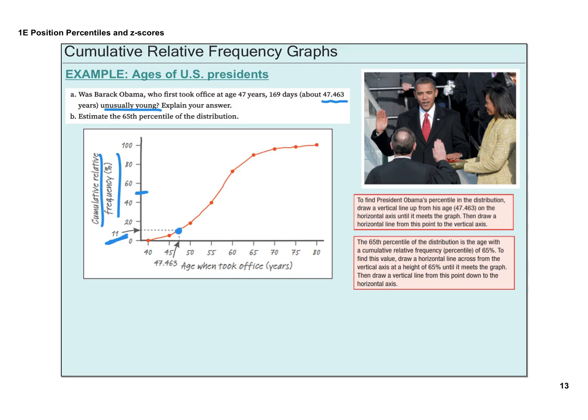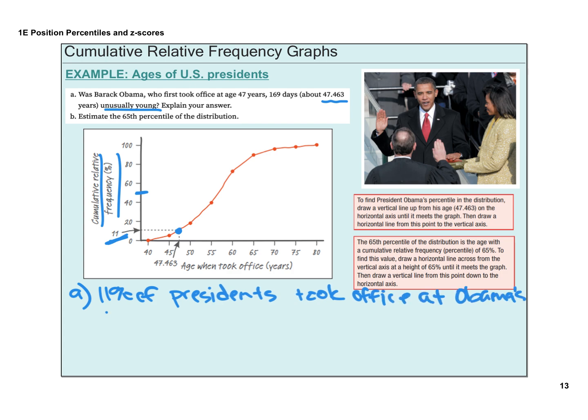So what that means is only 11% of presidents took office at Obama's age or younger, which is fairly young. It's not anything to be an outlier of any kind. I wouldn't call that an outlier, but I would still say that that's on the low end of the scale. That's fairly young. That's a pretty young age to take office.